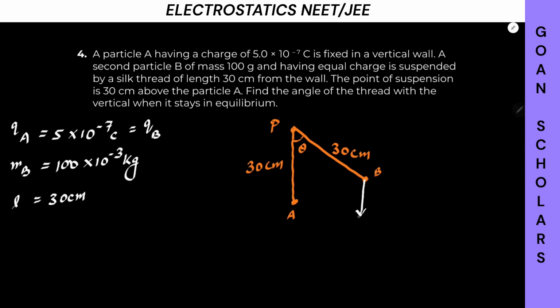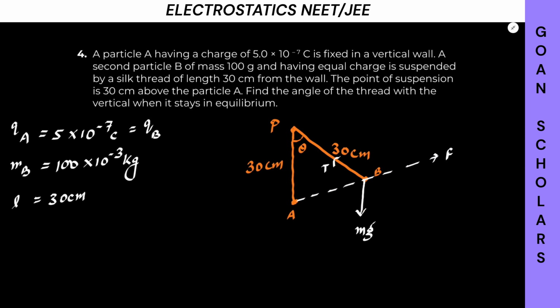First of all, weight, which acts downward, parallel to AP, mg. This is the first force. Second force is tension, as we have just seen in the previous questions. If there is a thread like this, there will be a tension along this direction, T. Third is the electric or electrostatic force, in this direction along the line joining. So let me write here F, electric force. These are the forces acting on B.